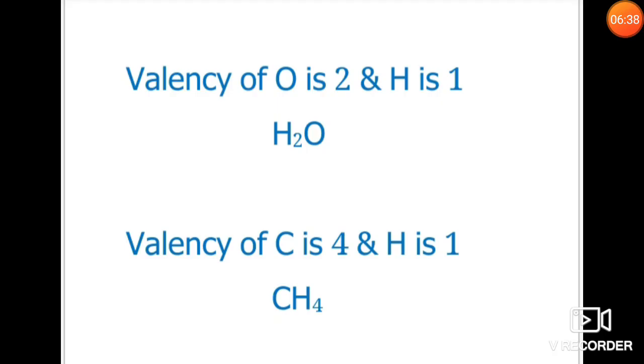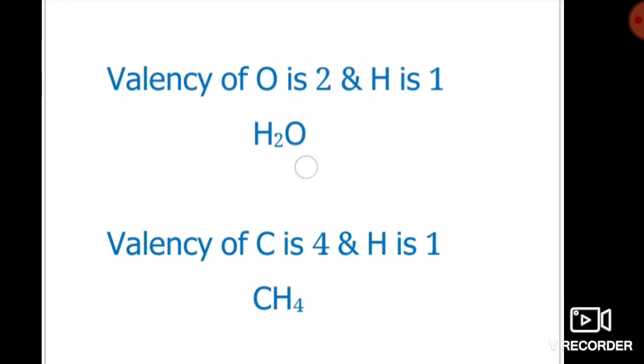So after memorizing the valency, if you are told to write the formula for H2O, how do we know that we will write the formula for water as H2O? It can also be H3O, H4O. No, but the correct formula is H2O. How can it be written?